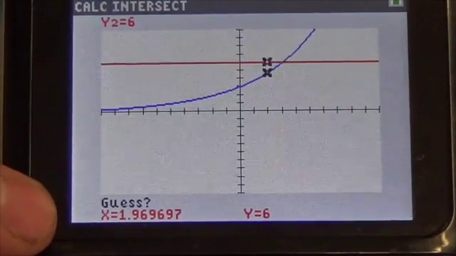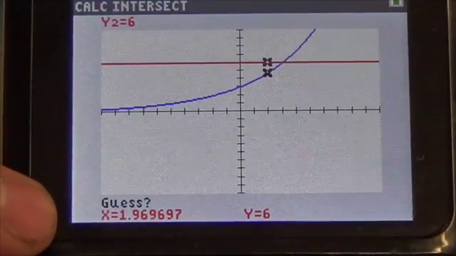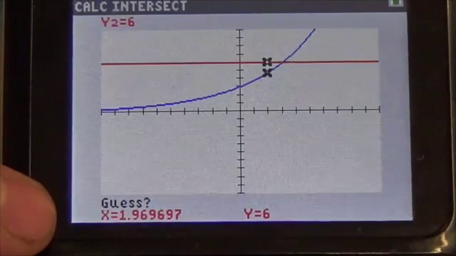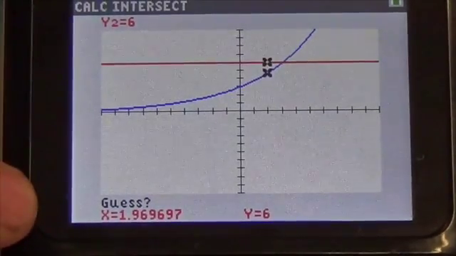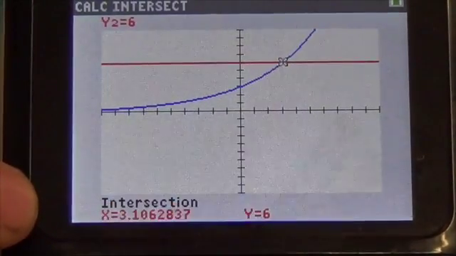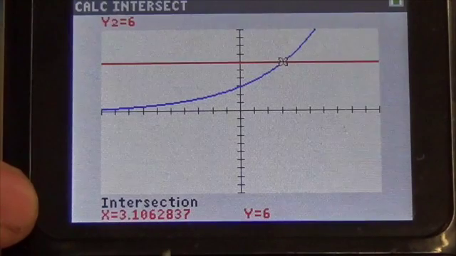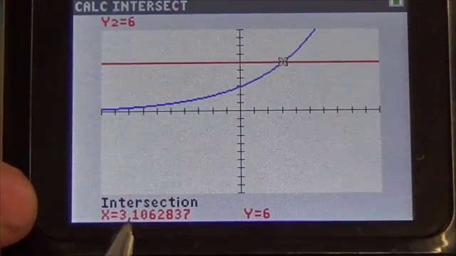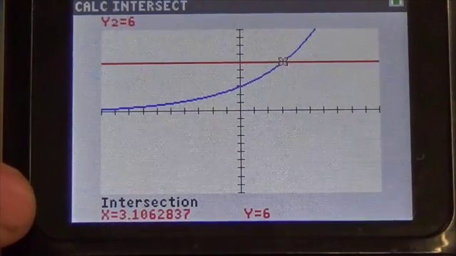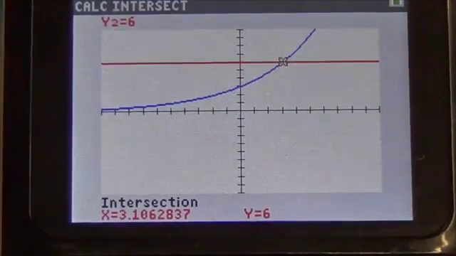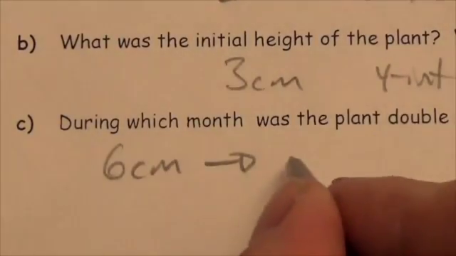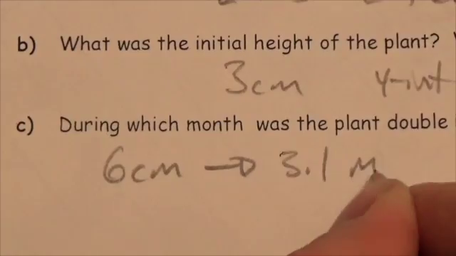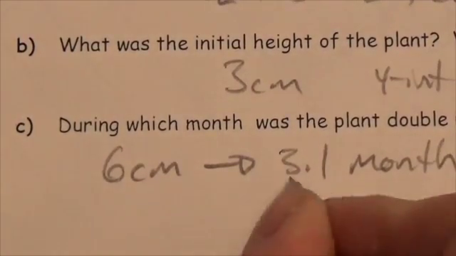Press enter. It's asking for a guess here. This is just to help speed up its calculations, so press enter to get past that. And it takes you to this right here. What we're seeing is that after 3.1 months, we get to a height of 6 centimeters. So this is 3.1 months later.